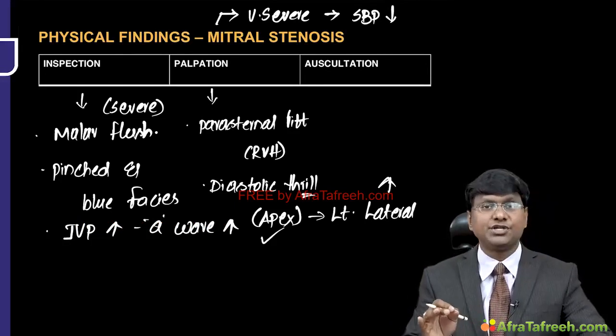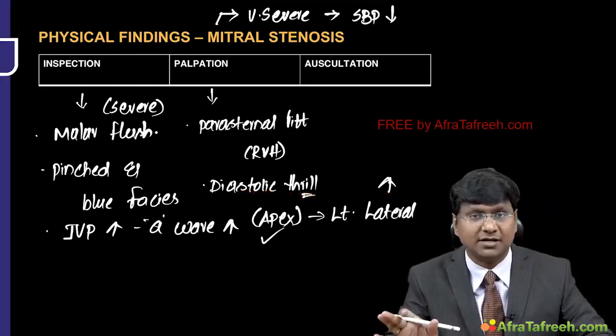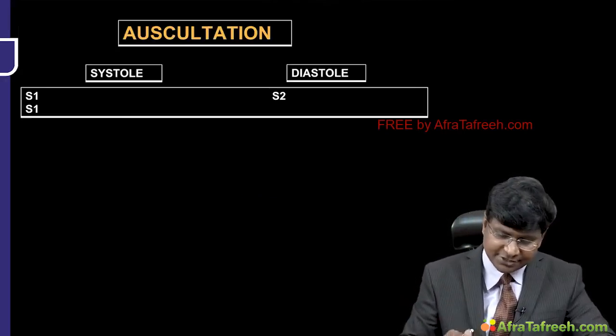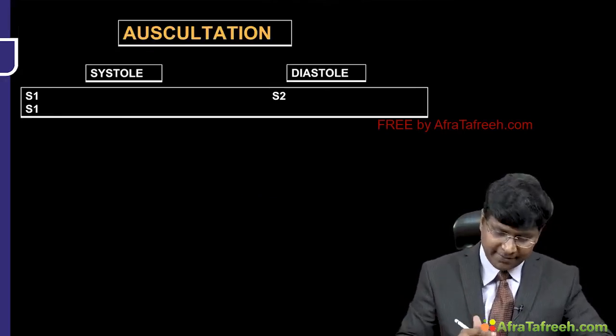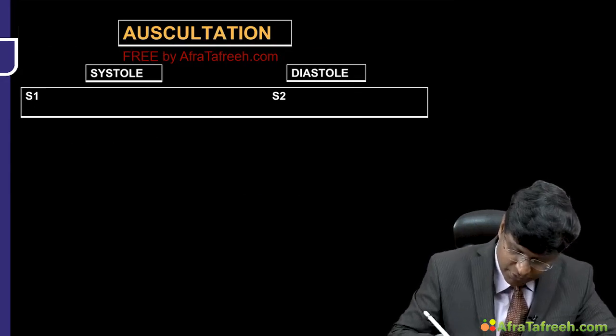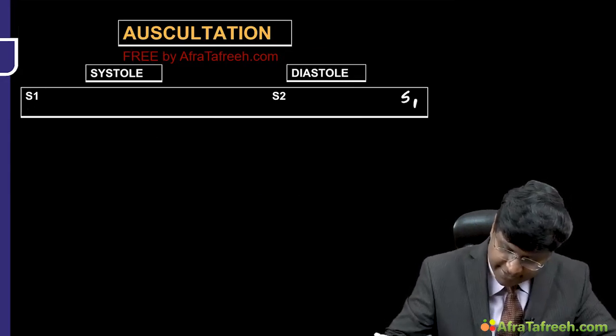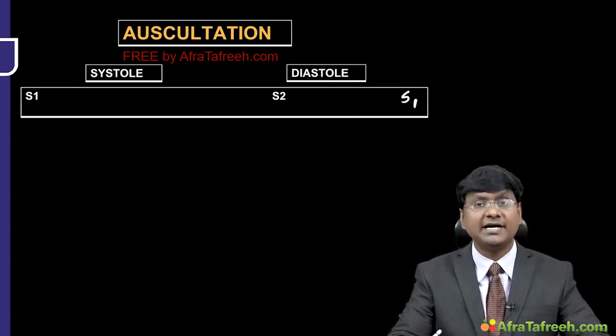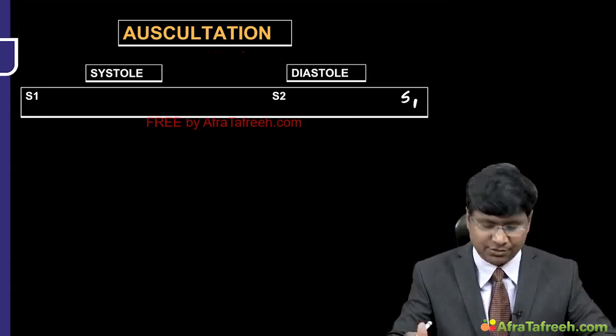Okay, in the left lateral position, you have the presence of the diastolic thrill. Then coming to the auscultation. So if you take this auscultation, you should know what will be the abnormality in S1, what will be the abnormality in S2, what is the murmur, and what are the additional sounds that you will listen in mitral stenosis.